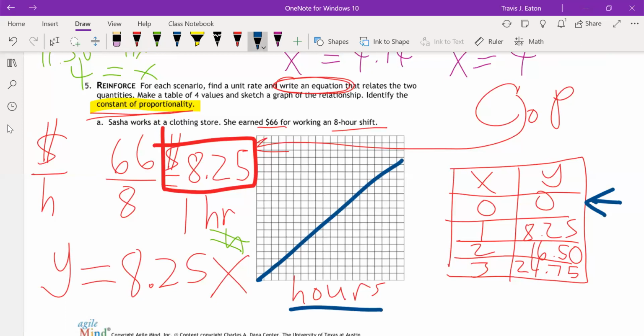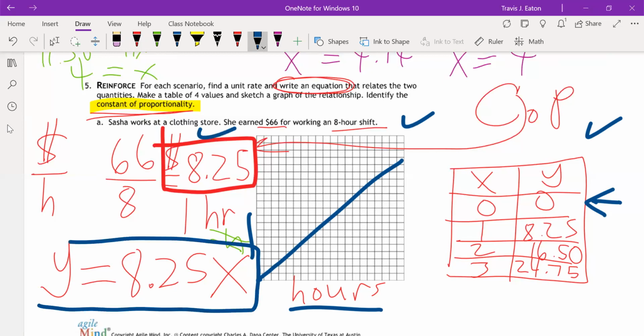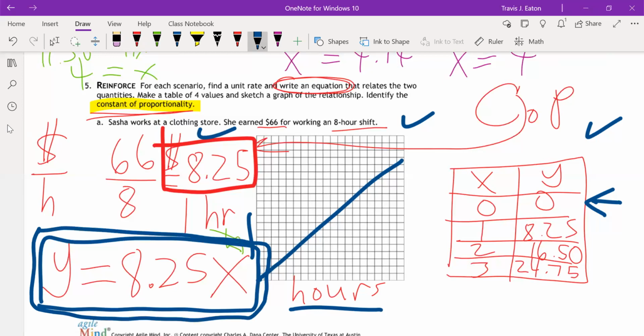So make sure that your graph and your table, you've got to do this, you've got to come up with the constant of proportionality, and you'd better come up with the equation. And this equation, proportional equations are always going to look exactly like that. The only thing that will change will be the constant of proportionality, because your output will always be equal to the constant of proportionality multiplied by your input.